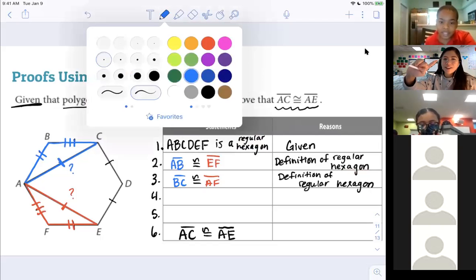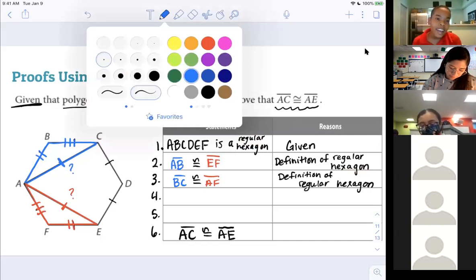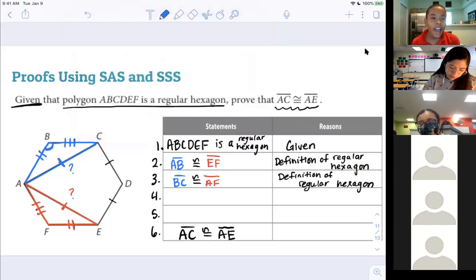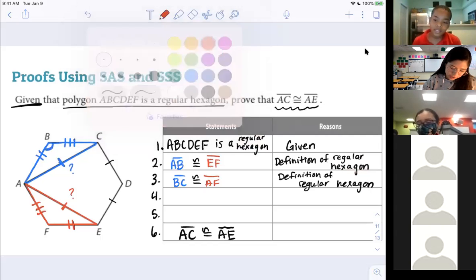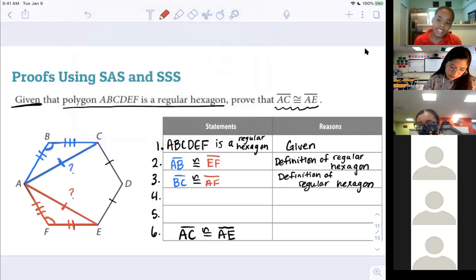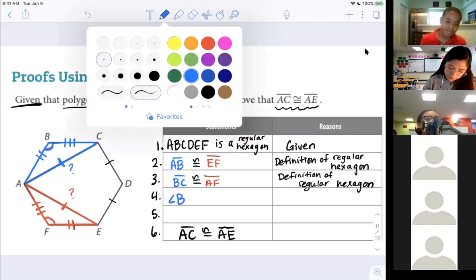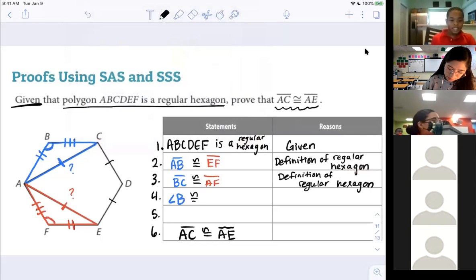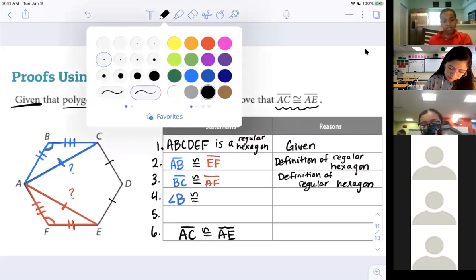Say that again, Daniel. You just said it perfectly. Angle B is congruent to angle F. Daniel said it perfectly. The next step is to show that angle B is congruent to angle F.